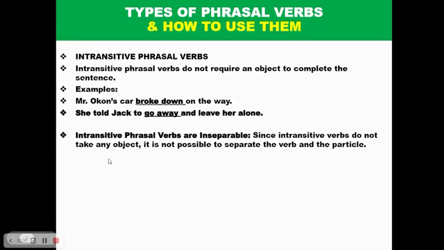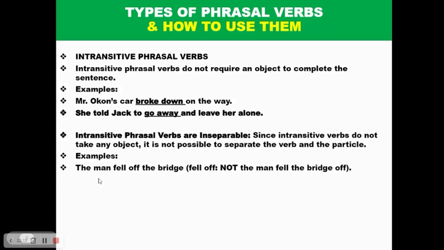Okay, so then one other thing we need to know about how we use intransitive verbs is that intransitive phrasal verbs are always inseparable. Since intransitive verbs do not take any object, it is not possible to separate the verb and the particle. They must go together. So essentially, whenever you are using an intransitive phrasal verb, you must use the parts of the phrasal verb together. You can't break it or separate it.